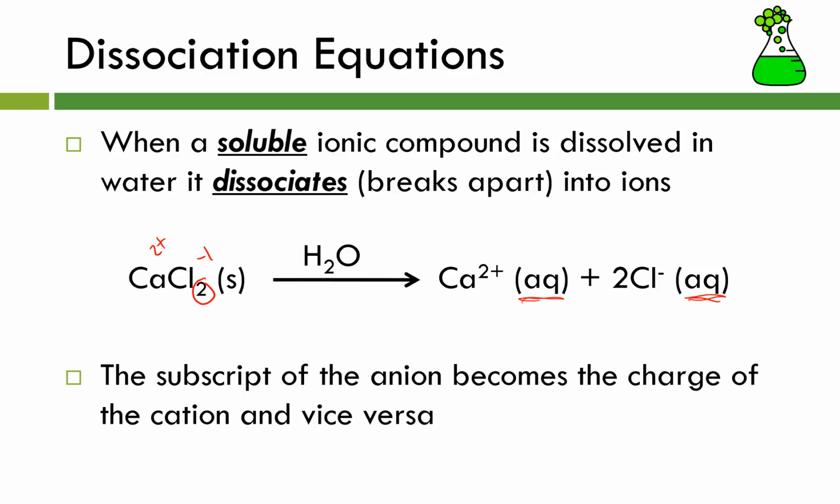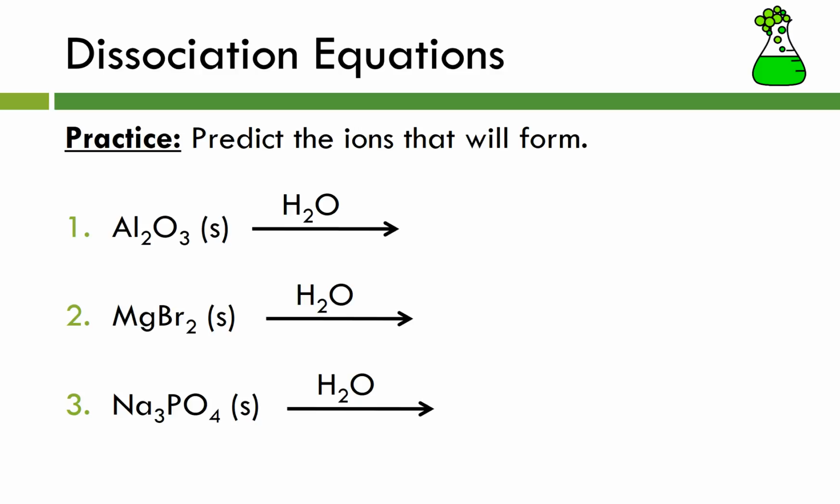Don't forget, and we've just talked about this, the subscript of the anion becomes the charge of the cation and vice versa. Just be careful and make sure that subscripts haven't been reduced down to lowest terms. Cross-reference things with your reference table, specifically the periodic table. Let's try some on your own. So pause the video, try these out, see if you can predict what the charge of the ions that form will be and how many of each ion are needed.